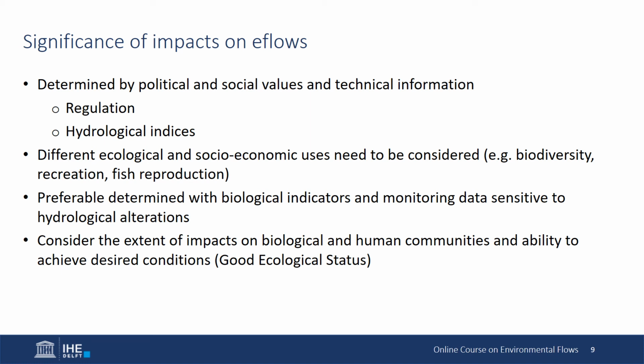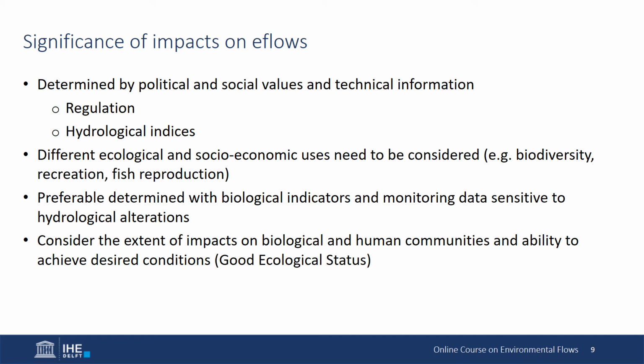Determining the significance of impacts is a key activity of the assessment process. In the case of EFlows, political and social values that guide the definition of desired conditions for river systems and ecosystems might influence decisions on how significant the alteration of flow might be. The determination of significance should be based on ecological and social values and be supported by technical aspects, including hydrological and ecological characteristics, and monitoring data for biological indicators sensitive to hydrological alterations.